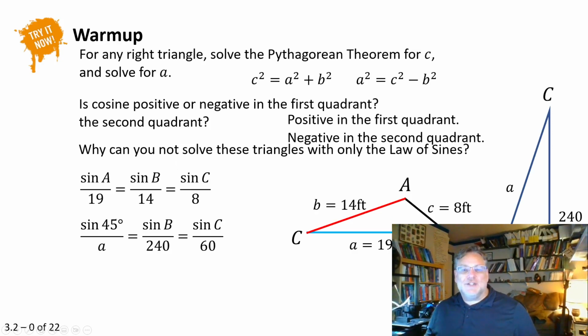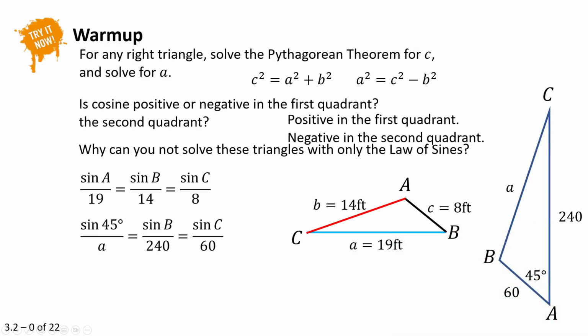If we take a look at these two triangles and try to set up the law of sines for each one. For the first one, I've got sine of A over 19 equals sine of B over 14 equals sine of C over 8. If I try to use this to solve for one of these angles, A, B, and C, I can't seem to do it without having two variables in the equation. In order for me to solve it, I need to have basically only one variable in the equation to solve for.